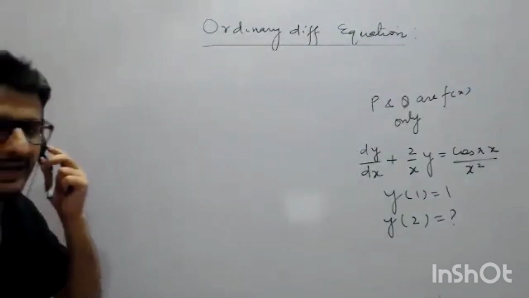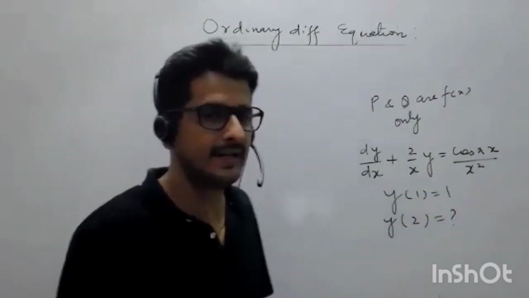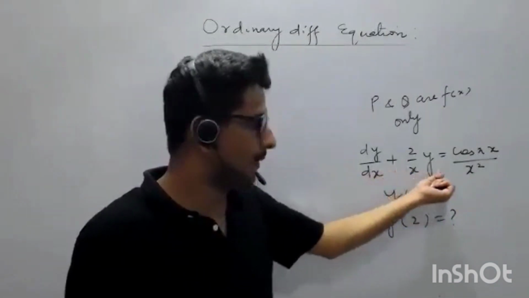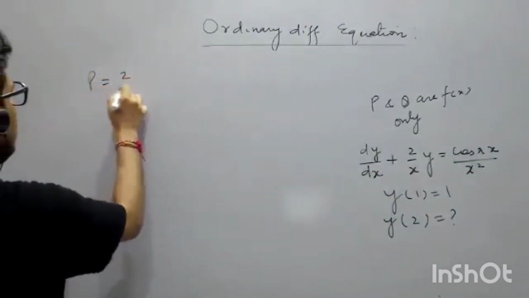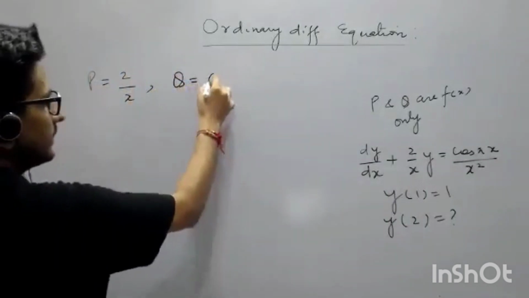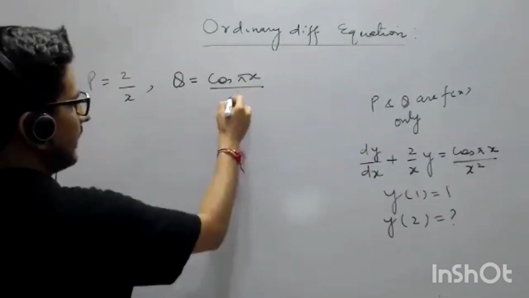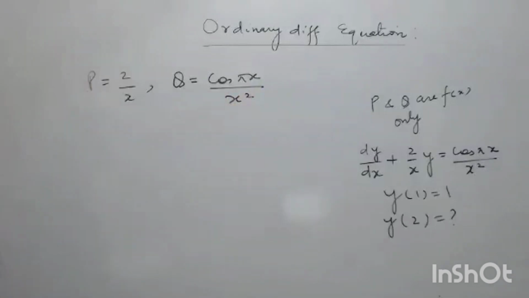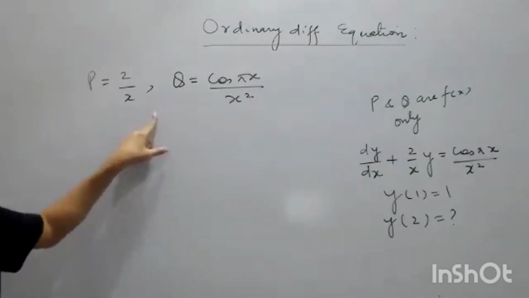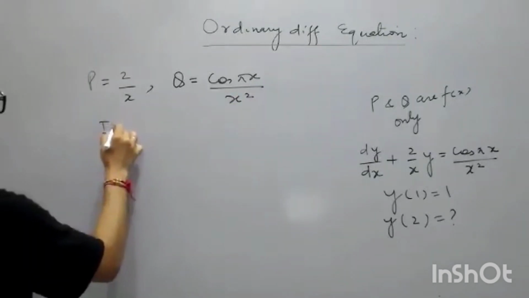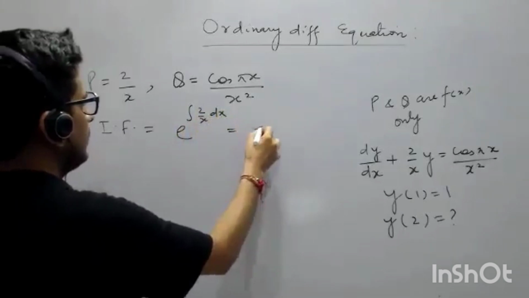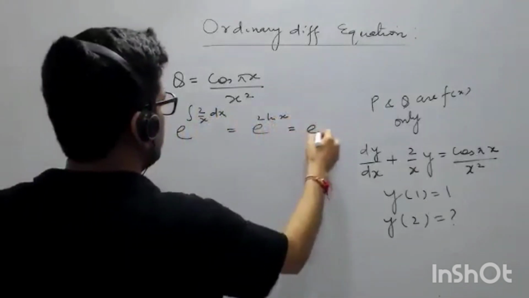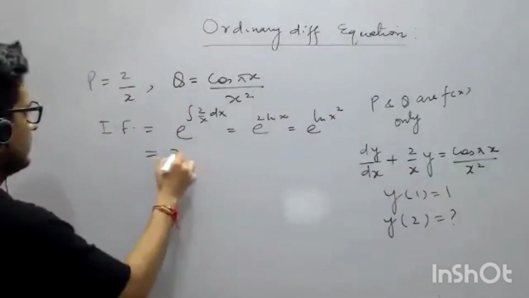So first identify that this is linear. Identify it: dy by dx plus py is equal to q, and you can see that the value of p is 2 by x and the value of q is cos of pi x by x square. Both are only functions of x, so it is a linear differential equation. Quickly calculate the integrating factor, which is e to the power integral 2 by x dx, which is equal to e to the power 2 ln x, which is e to the power ln x square, which is x square.